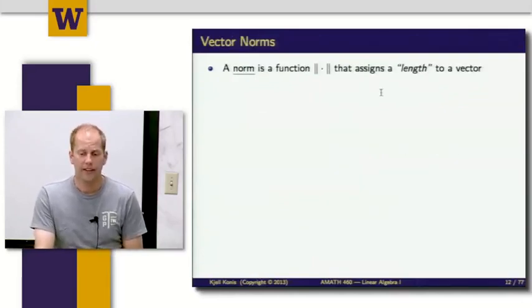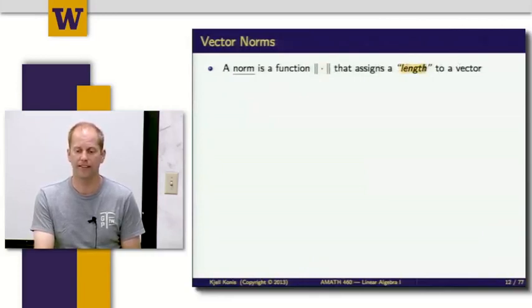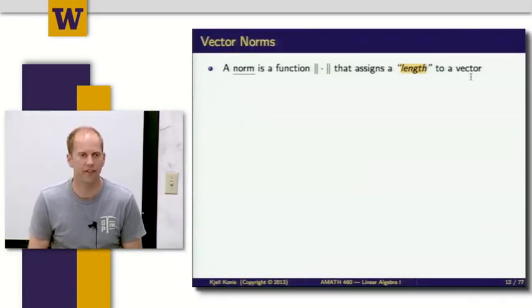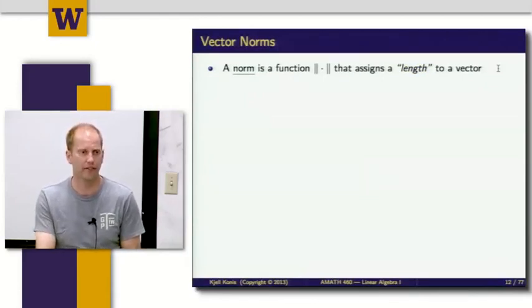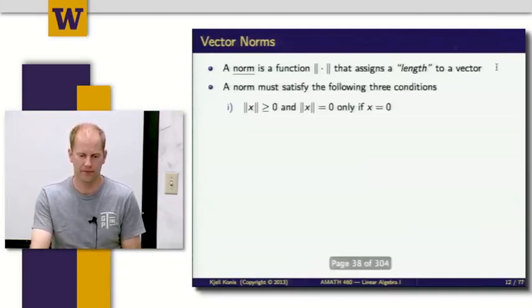Then this idea of length can be generalized using something called a norm. A norm is a function, and I'm going to use the same notation here, that assigns a length to a vector. Here I've put length in italics, and because the font I use for these slides doesn't really make italics stand out, I also put it in quotes. It's some quantity that you can interpret like a length, but it's not necessarily the Euclidean length of the point from the origin. To be a norm, this function has to satisfy the following 3 conditions.